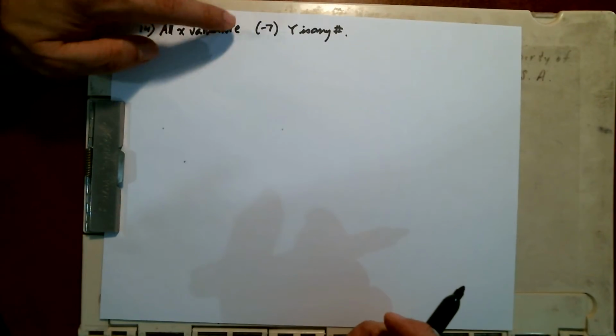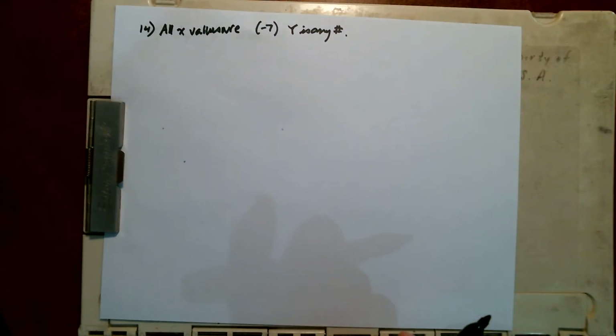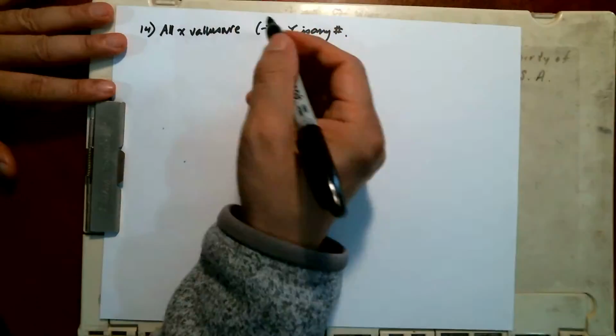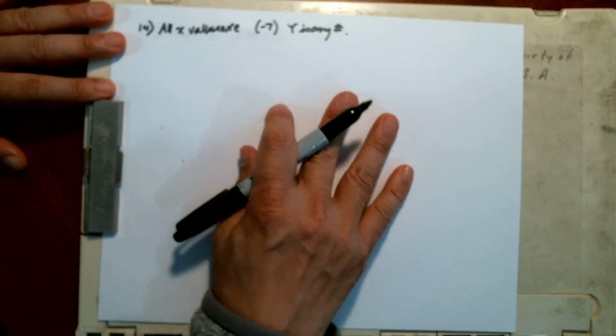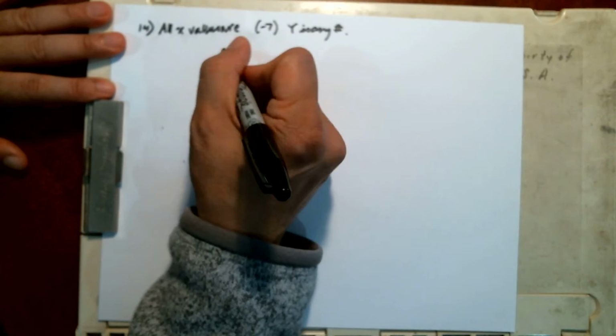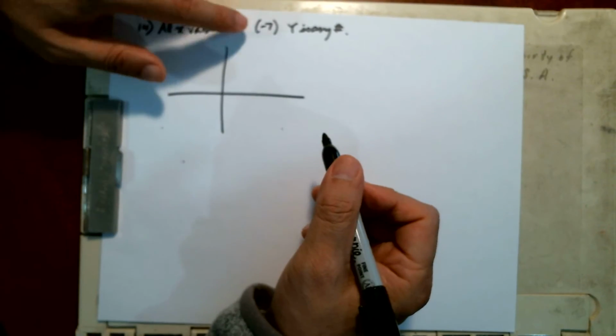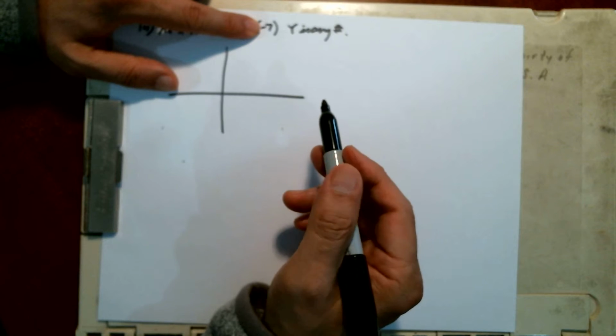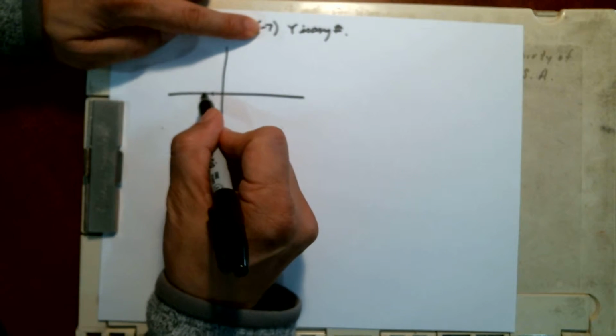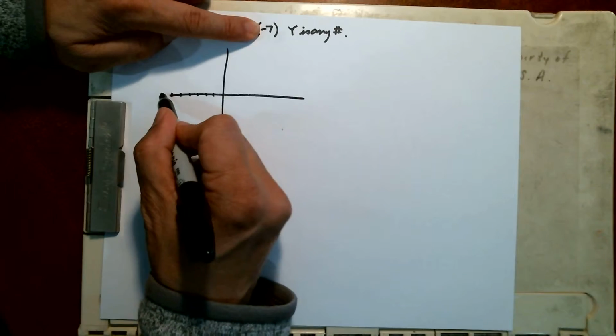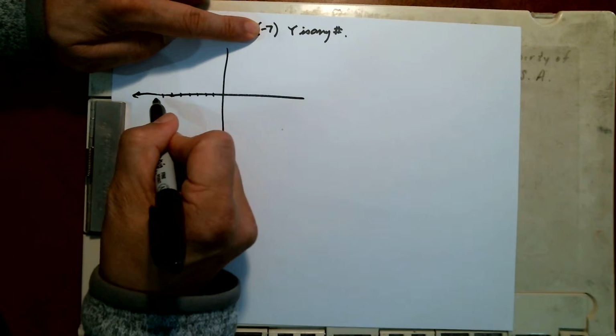All x values are negative 7 and y is any number. That's S. So let's try to graph it out, see what it looks like. My x value is negative 7. Where's my x value of negative 7? Negative 1, 2, 3, 4, 5, 6, 7. Okay, go a little bit more.